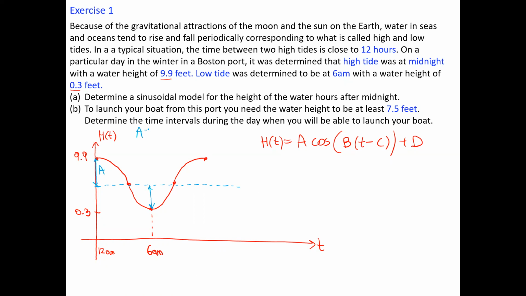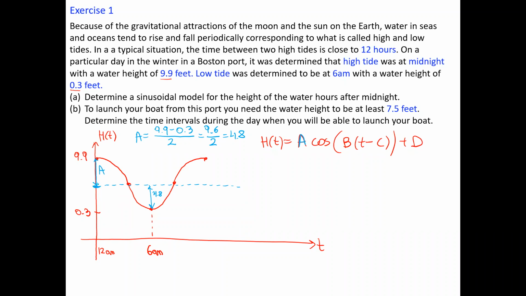Let's actually compute the amplitude. Right? That means we will take 9.9 minus 0.3, and we will divide by 2. We will have 9.6, and 9.6 divided by 2 is 4.8. Okay, that means we will have 4.8. This distance is 4.8, and now 0.3 plus 4.8 will give us the midline.